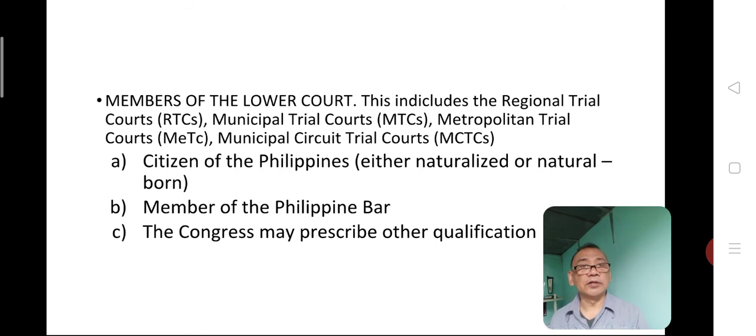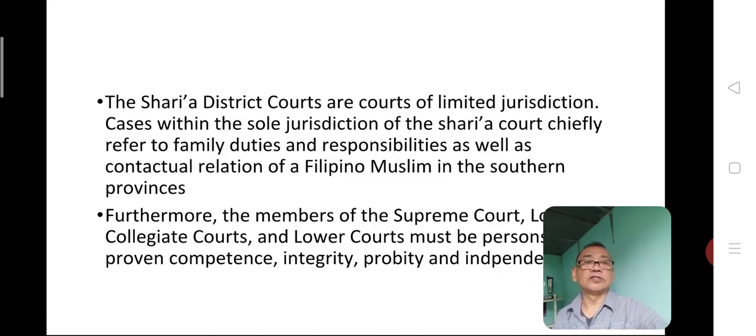Now, the qualification: they must be a citizen of the Philippines, either naturalized or natural born, a member of the Philippine Bar, and of course the Congress may prescribe other qualifications. Now, for the Sharia district courts, itong court na to is intended for the Muslims. These courts have limited jurisdiction. Cases within the sole jurisdiction of the Sharia courts chiefly refer to family duties and responsibilities, as well as the contractual relationships of Philippine Muslims in the southern provinces.